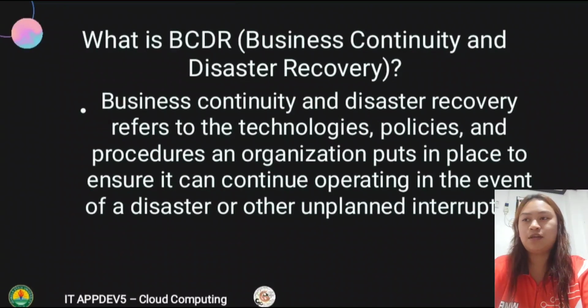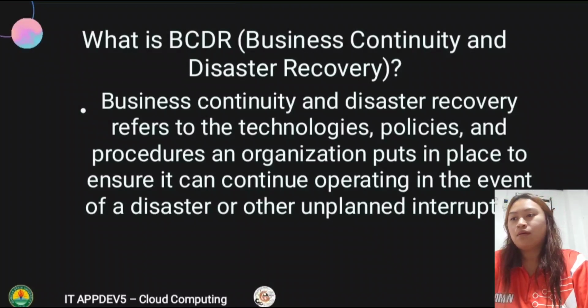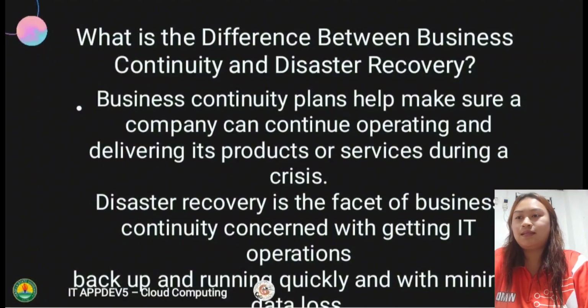What is BCDR, or Business Continuity and Disaster Recovery? For example, a bank has a BCDR plan where all customer data is backed up to a secure cloud server. If their primary data center goes offline due to a power outage, operations switch to a secondary site, ensuring uninterrupted banking services.